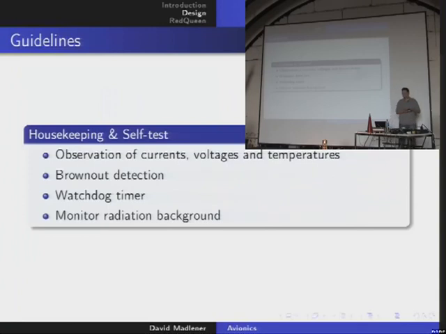and monitor the radiation background. You can use photodiodes to measure the gamma ray background. Very simple, very cheap, it's not very difficult, and so you could, for example, if you're going in a satellite through the Van Allen belt or the South Atlantic anomaly, then you see that the radiation goes up. Then you shut down all systems, and you wait until the radiation background goes down, and you go up again.